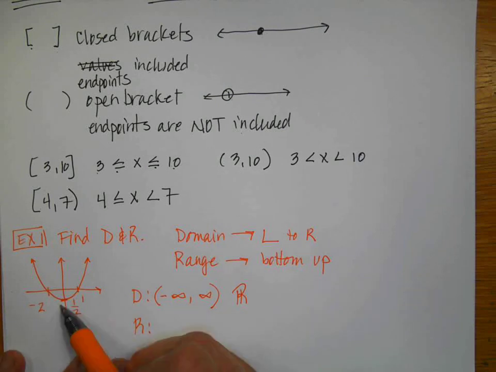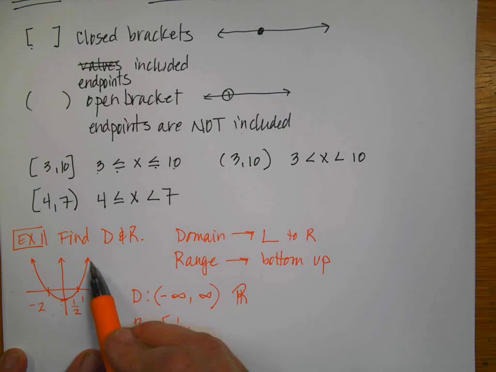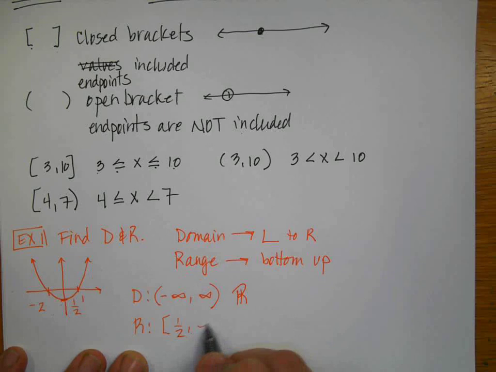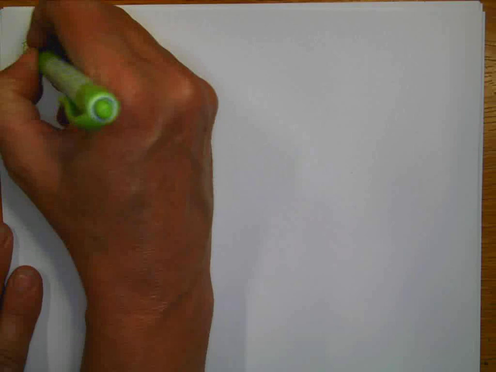The range, if we start at the bottom, this is the bottommost value, so the half is going to be included, and then they go forever up, so it's going to go to +infinity. So domain and range are actually kind of fun, not too complicated. Let's do our next example.